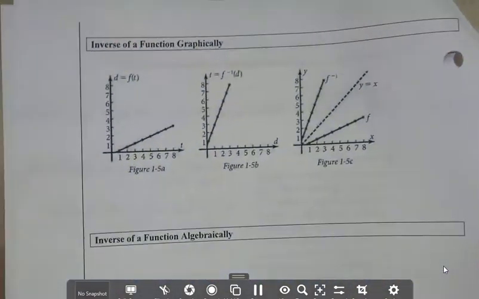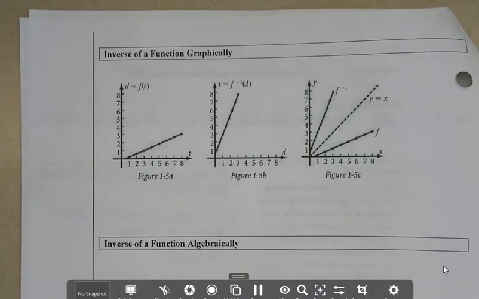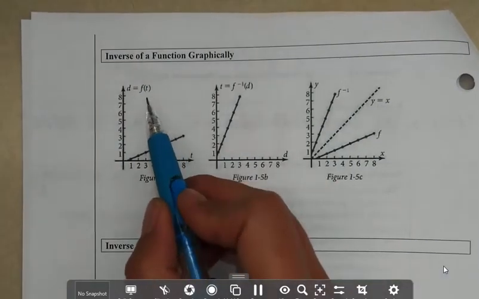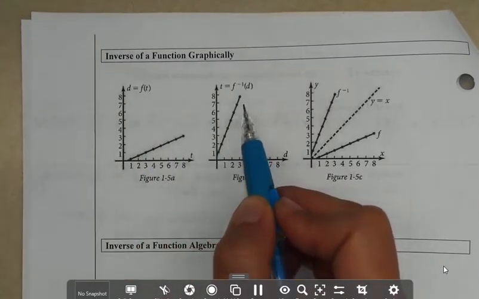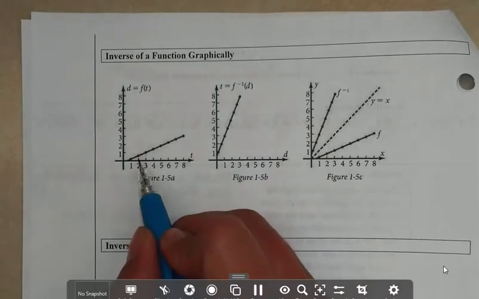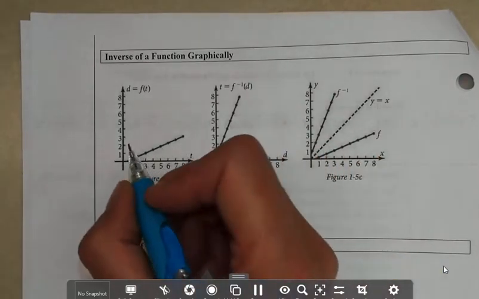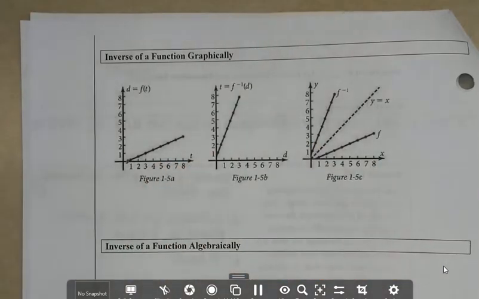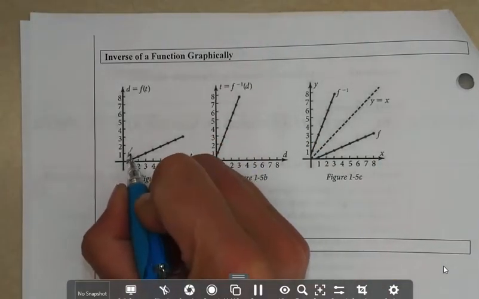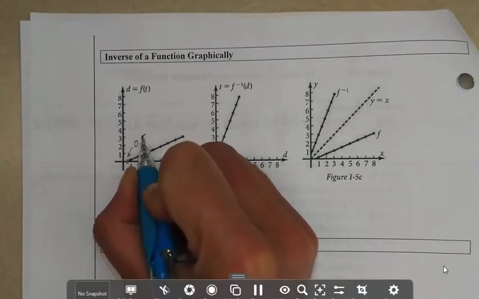Moving on to the graphs. So we have the f function here, and we have the g function here. This is my distance function. It looks to me like this graph starts at 0.5. So this point right here is at time like a half an hour.